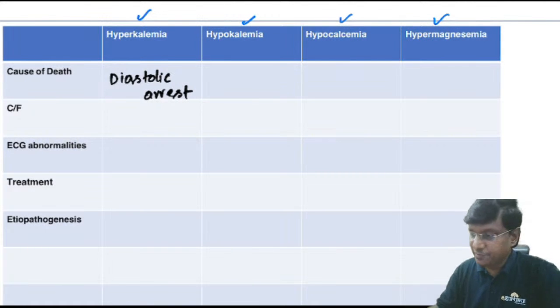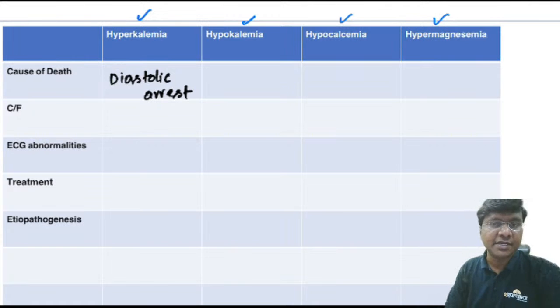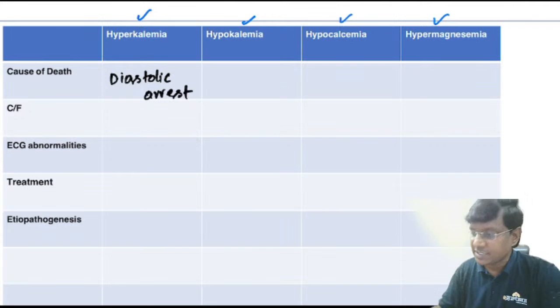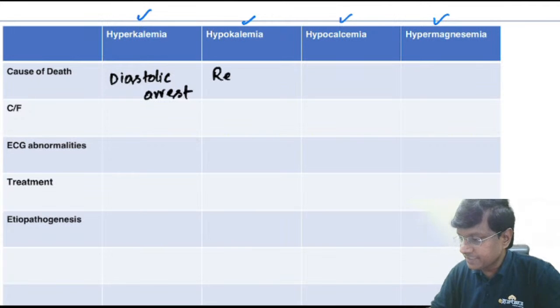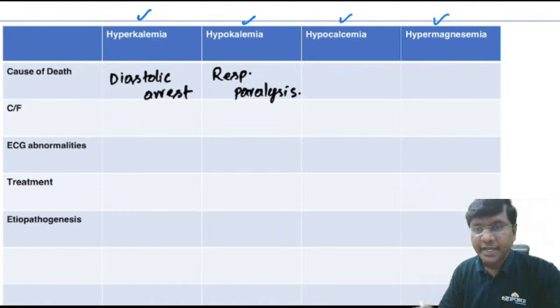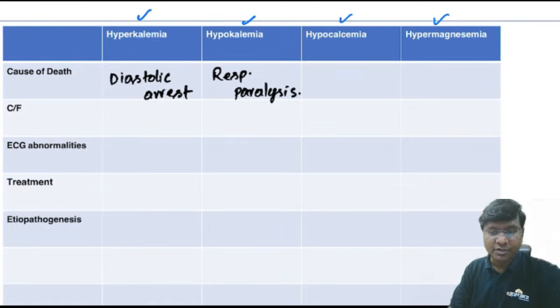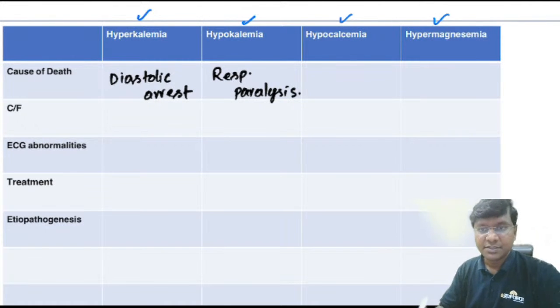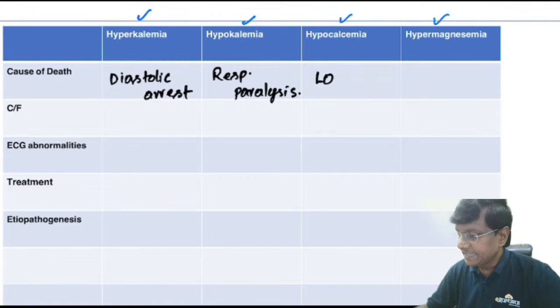Whereas in patients with hypokalemia, can hypokalemia occur in renal failure? Yes, it can happen, and I'll tell you the etiopathogenesis. The cause of death will be respiratory paralysis. The third important electrolyte abnormality is hypocalcemia, and the cause of death in hypocalcemia will be laryngospasm.